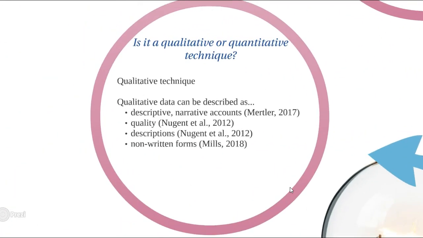So like I said, observation is a qualitative technique, and I described qualitative data as per all the articles that were included. It said that qualitative data can be described as descriptive narrative accounts. Mertler described it as that, and Nugent et al. described it as quality and descriptions. And Mills also described qualitative data as possibly in non-written forms, which sometimes observations are like that. You're just observing, not necessarily recording. Sometimes you are, but sometimes you're just looking and seeing what the students are doing.